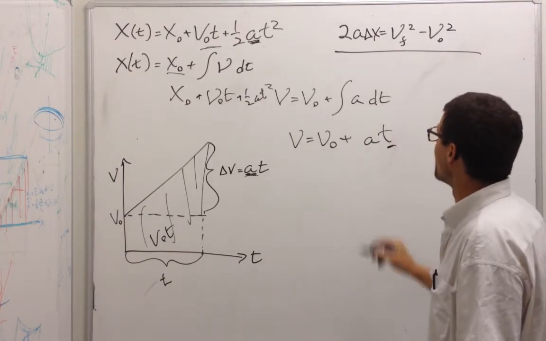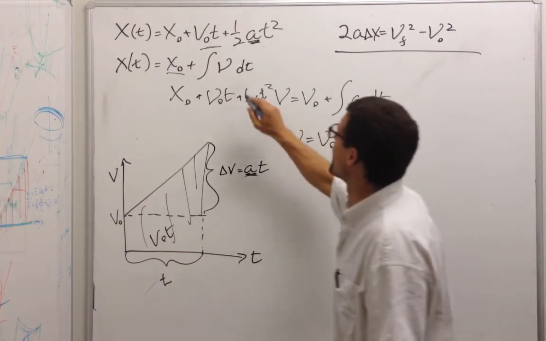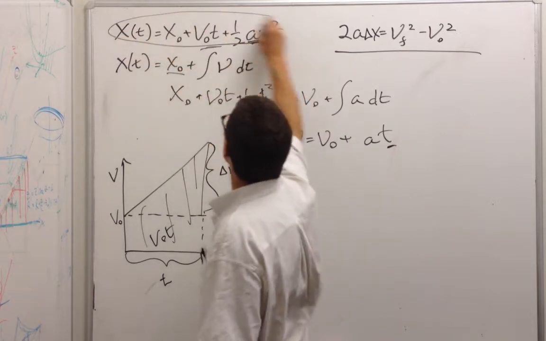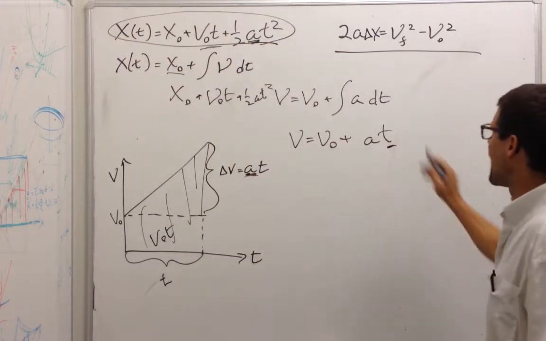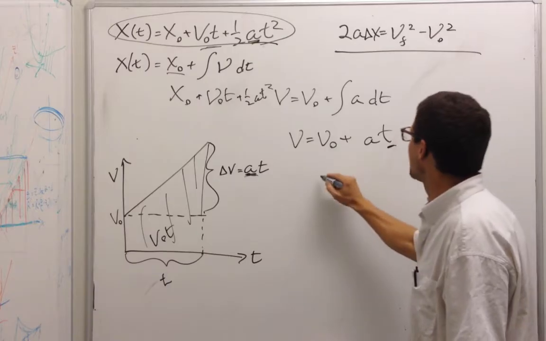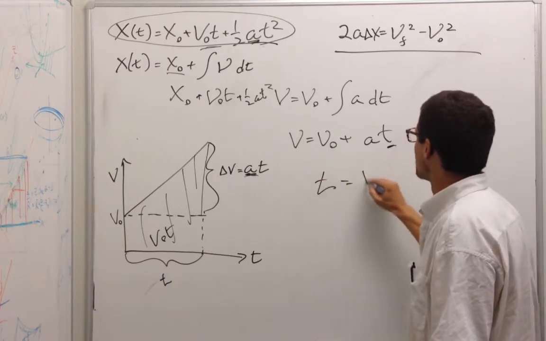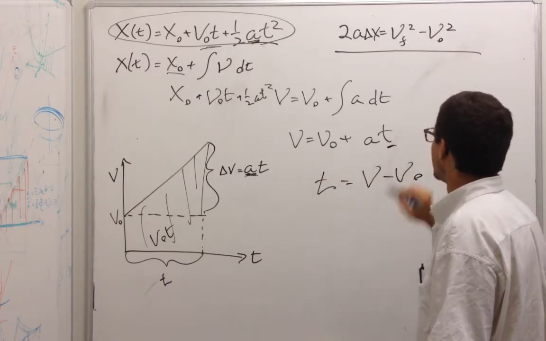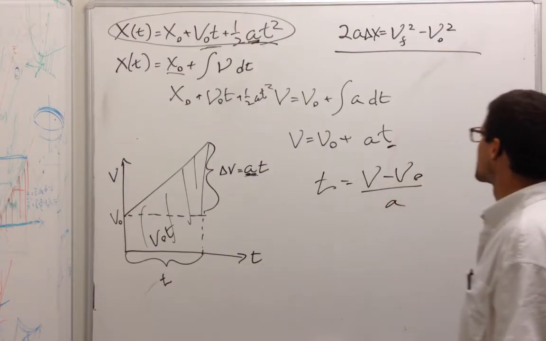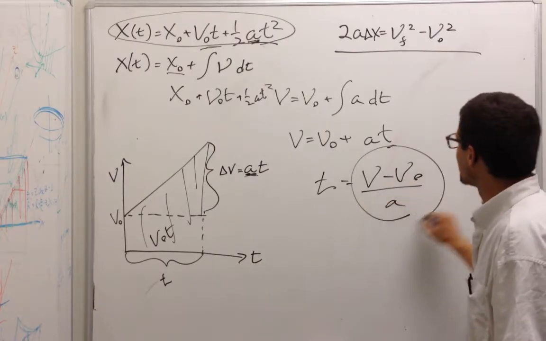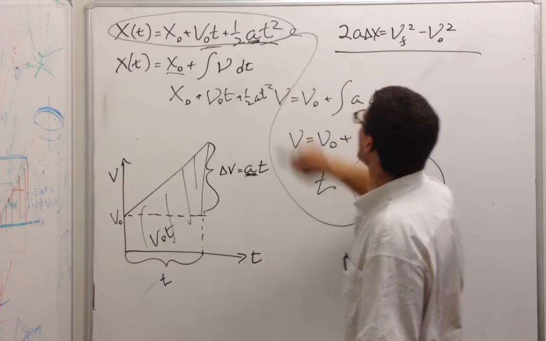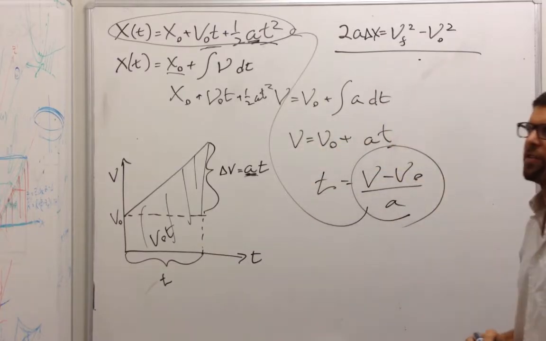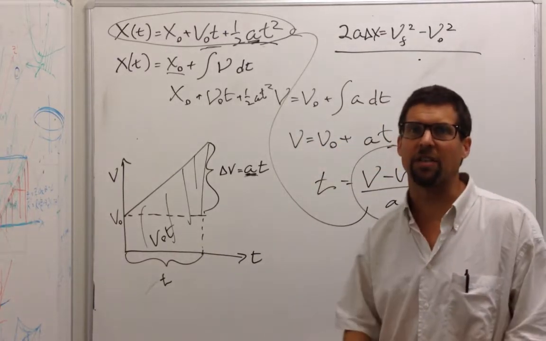But where did this come from? This came from looking at this equation and wishing we could get rid of time. Well, how can we get rid of time? We can solve for time here. Time is equal to v minus v naught divided by the acceleration. So if you take this and slam it into this equation, you'll wind up with this equation. I'm sure they do that very nicely in your textbook.